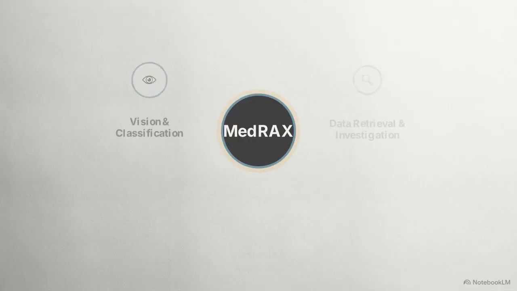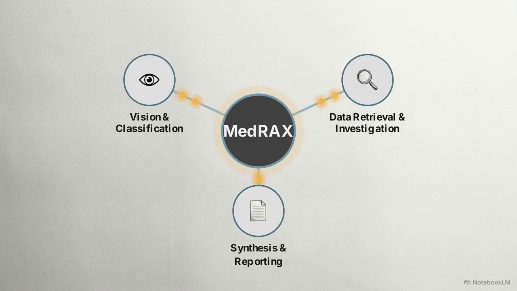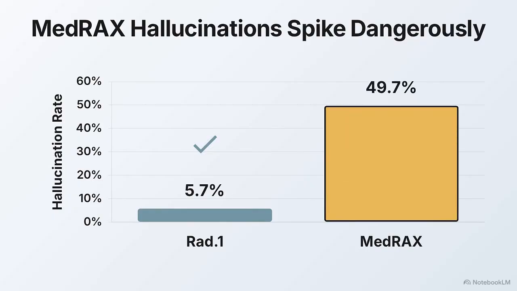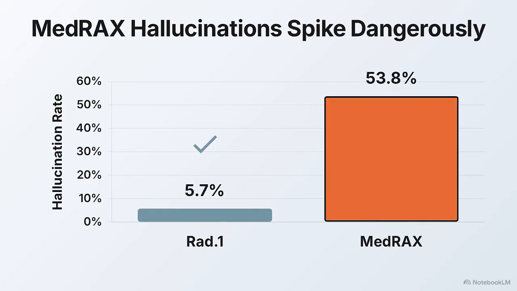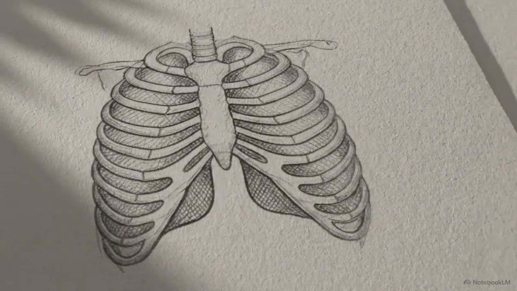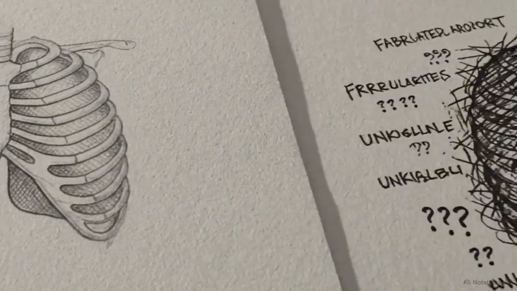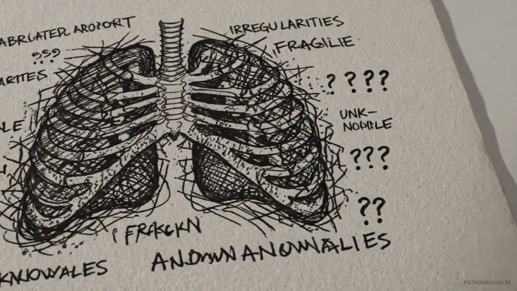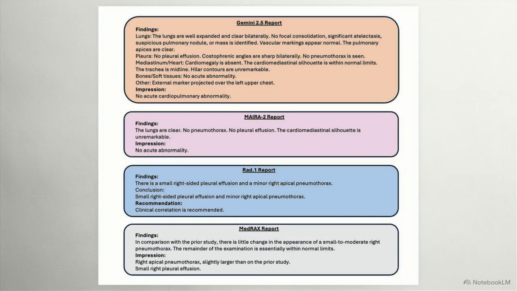MedRAX is the second agentic model in the study, using multiple analysis tools integrated with multimodal reasoning. The data reveals a massive disparity in hallucination rates. While Rad.1 maintained a rate of 5.7%, MedRAX spiked to 53.8%. In a radiological context, a hallucination occurs when the AI fabricates clinical statements that have no basis in the inputted pixel data. A second test case demonstrates the potential consequences of these fabrications.